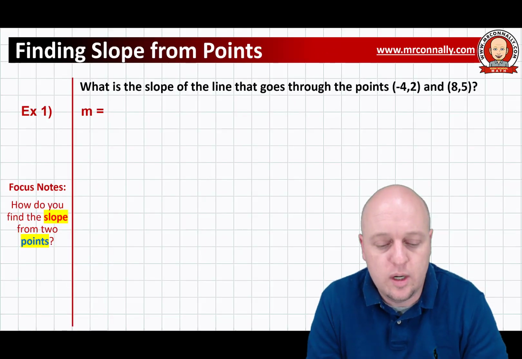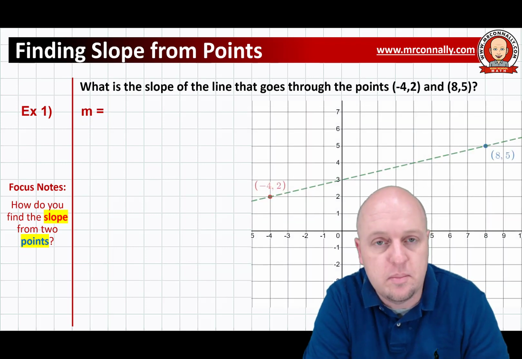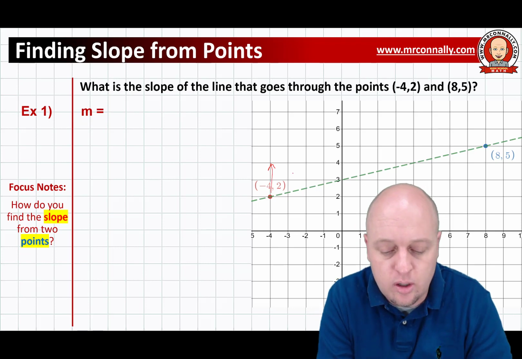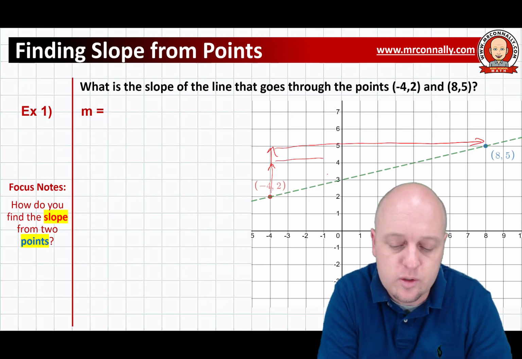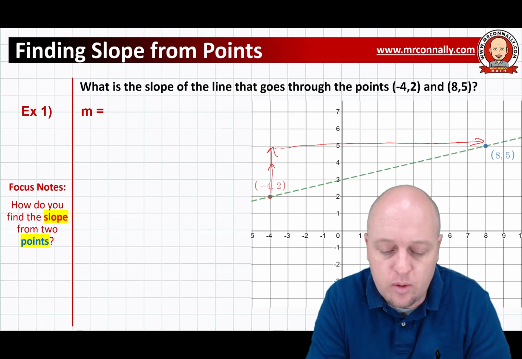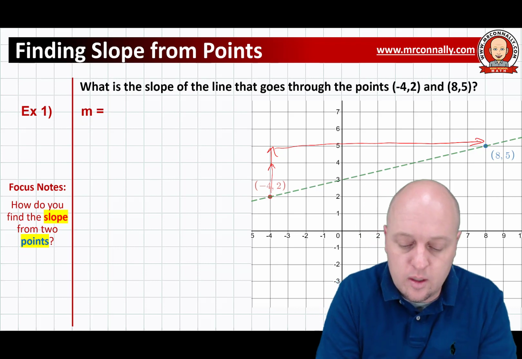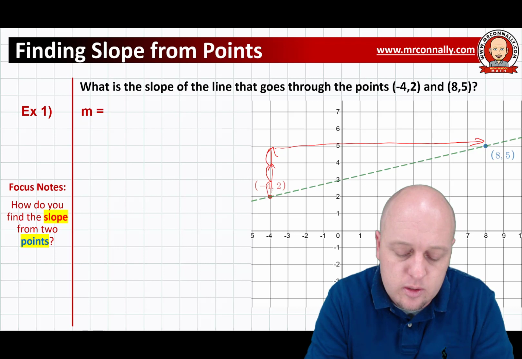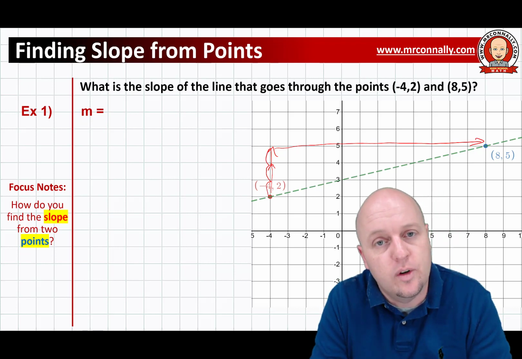Finding slope from points. What is the slope of the line that goes through the points negative 4, 2 and 8, 5? Okay, if I were to graph those, they would look something like this. I want to find the slope. So the slope is the ratio of the rise, over the run, how far it goes over. Okay, so I'm going vertically up and horizontally to the right. So we can find these numbers by just counting. If I had a graph, I could just count 1, 2, 3. Oh, I went 3 up. So the rise must be 3, or the vertical change.